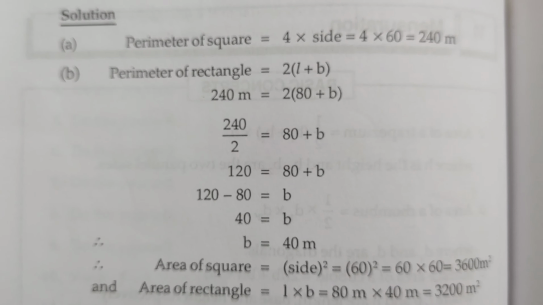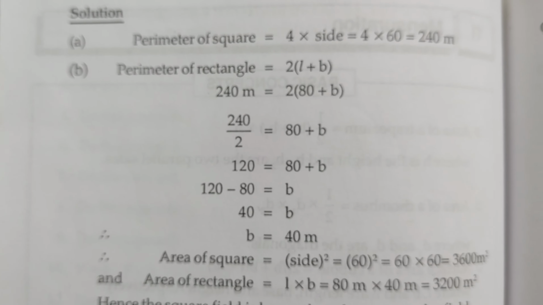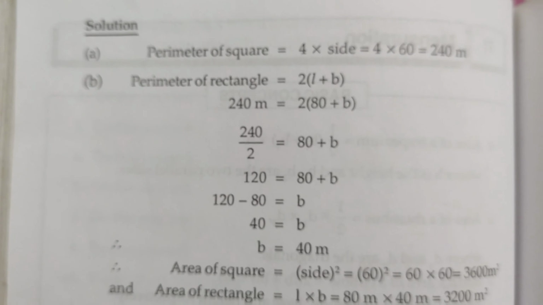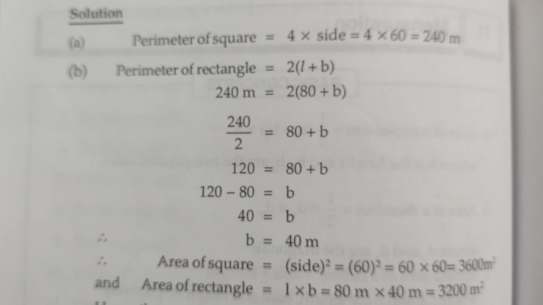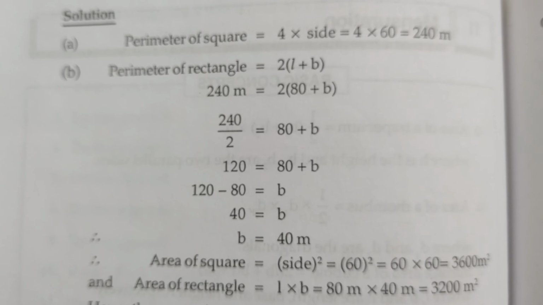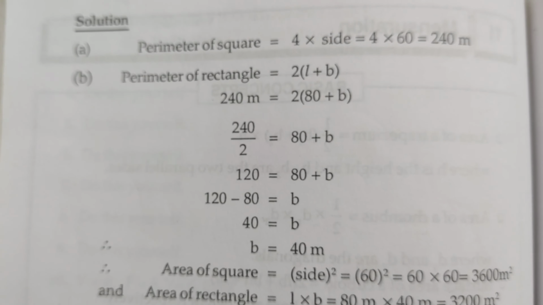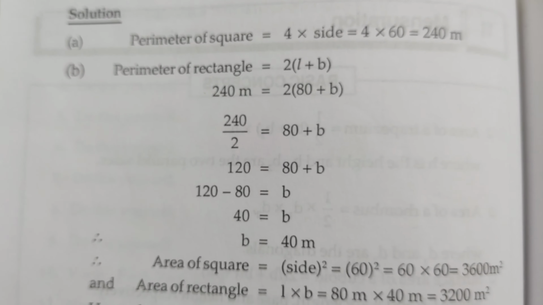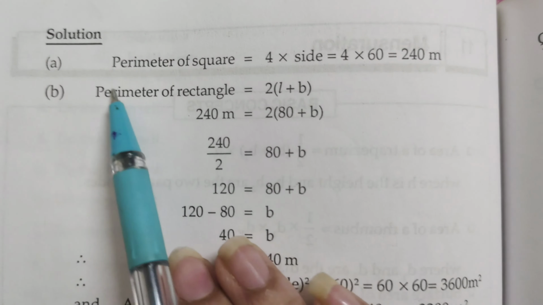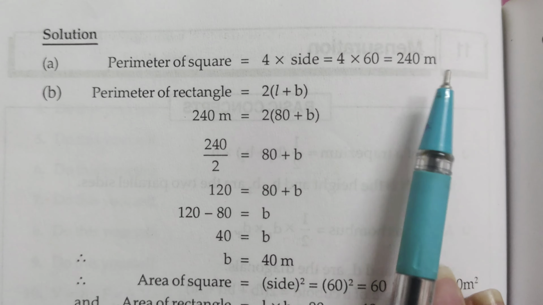To find out the area of rectangle, we require length and breadth, but only length is given in the diagram. In the question it is given that the perimeters of the square and rectangle are the same. So using that, perimeter of the rectangle is equal to perimeter of the square. First, perimeter of the square is equal to 4 into side, and side is 60, so 4 into 60 is equal to 240 meter.